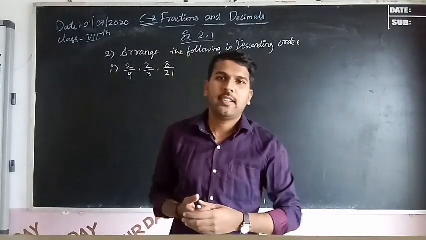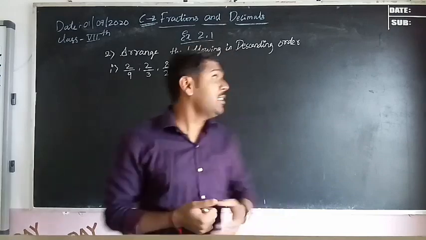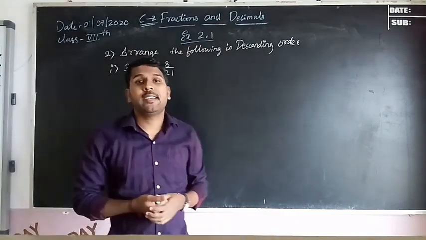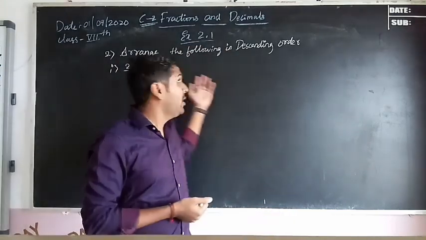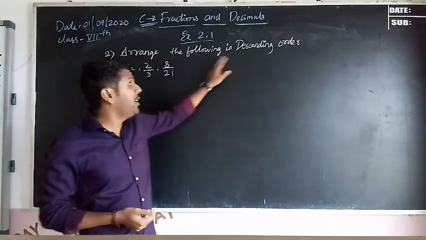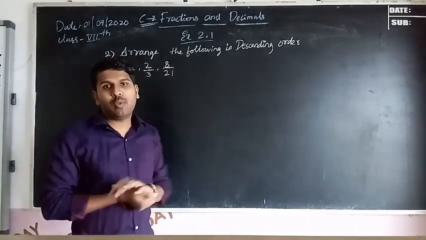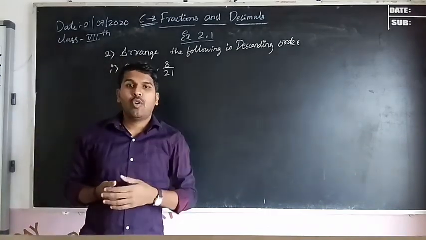Hello my dear students, in the last class we started the fractions and decimals chapter. In that, I solved one problem of exercise 2.1, and today we are going to start the second question. So what is that? Arrange the following in descending order. There are two questions, but I have taken only one because the second question is homework.